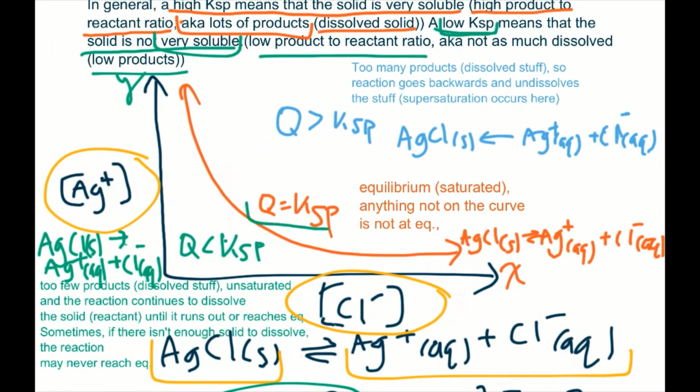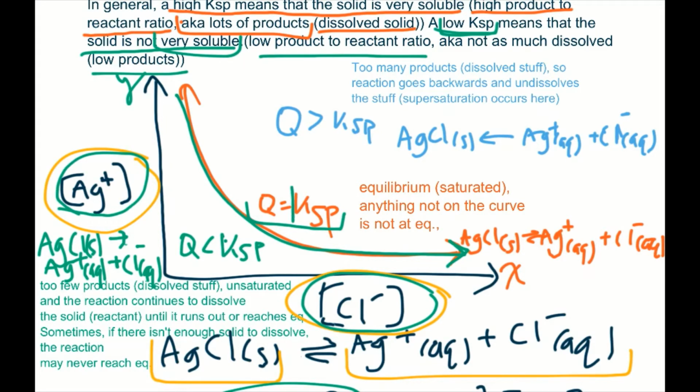So when Q equals Ksp, you are along this curve because you have just the right number of chloride ions and silver ions to have the Q be equal to the Ksp. Now, what if you have too many silver or chloride ions? For example, if you're at this point over here shown in red, this means that you're not on the curve, which means that the Q here will be greater than the Ksp.